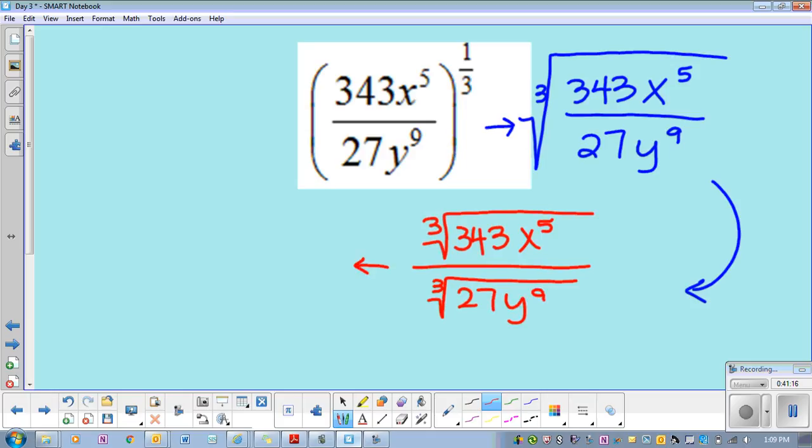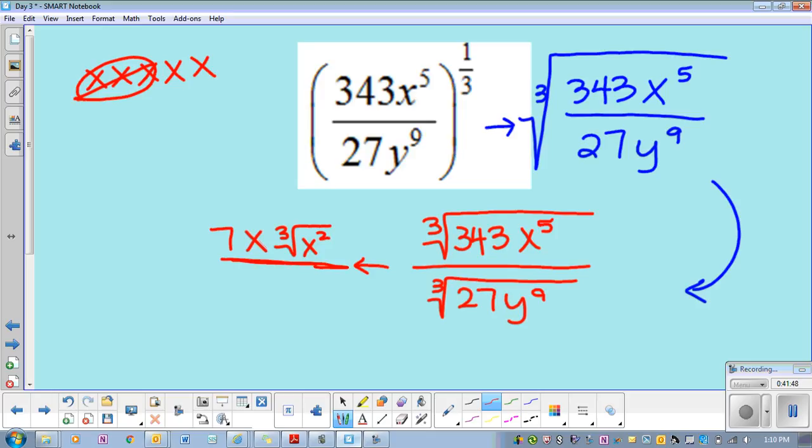What is the cube root of 343? Thank you. What is the cube root of x to the 5th? It's x to the 5/3, but let's simplify this radical. You have 1, 2, 3, 4, 5 x's. How many do you need in the group? 3. So 1 x comes out, and then you have the cube root. How many x's go back in? x squared. Good.